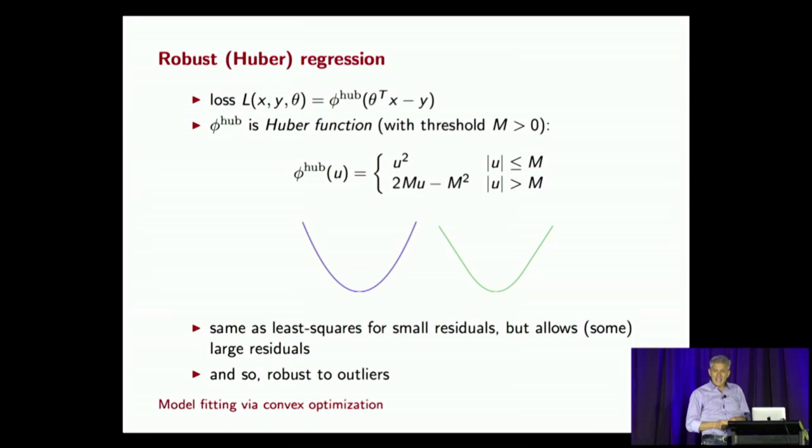It means your model will go way out of its way to fit an outlier if you have it. And that's, of course, going to lead to terrible model performance, right? So something that goes back to the 60s is the Huber function. And the Huber function is really cool.